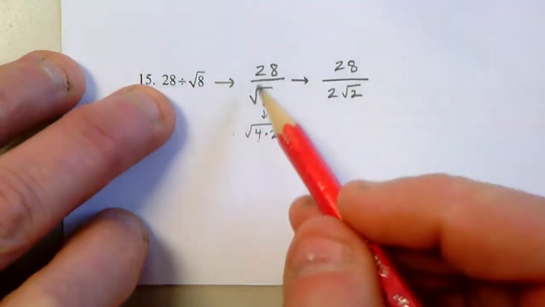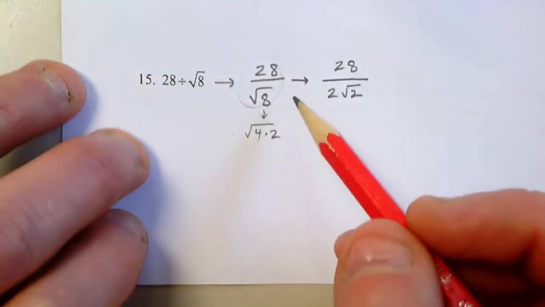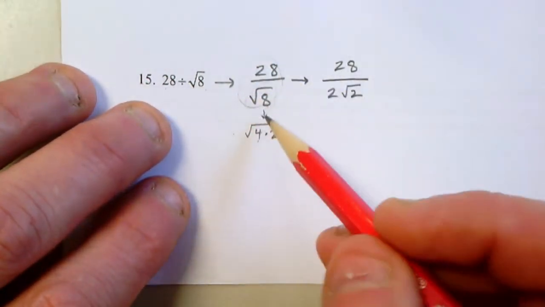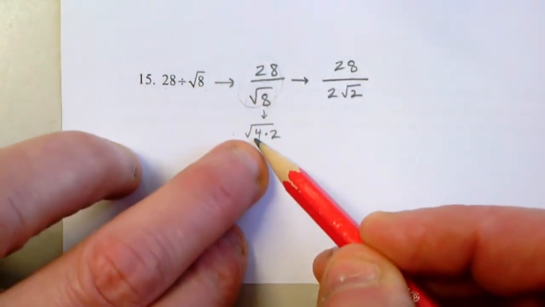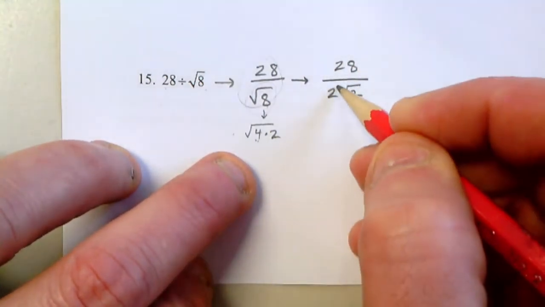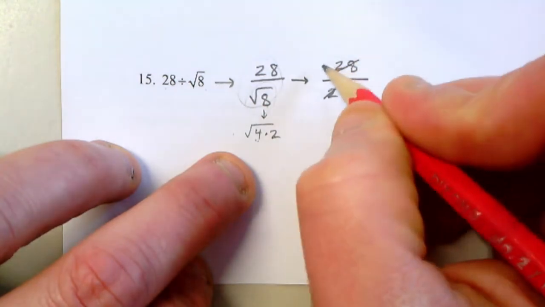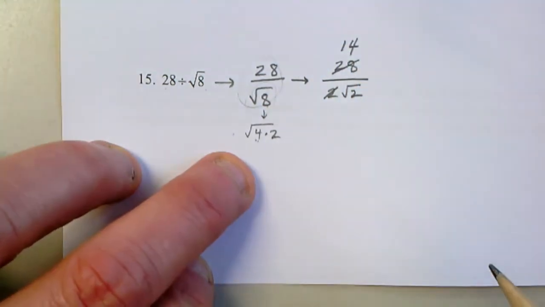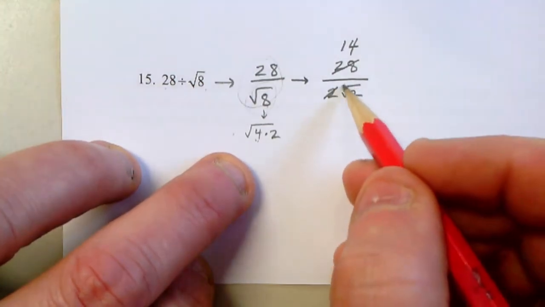Now, I can simplify this fraction. So what have we done so far? We just wrote it as a fraction. It's divided by, which is the same thing as a fraction. I simplified the radical in the denominator. And now I've got this right here. Now, what I would probably do next is reduce that fraction. This ends up being 14 over the square root of 2. Okay. Now, I still have that radical in the denominator.